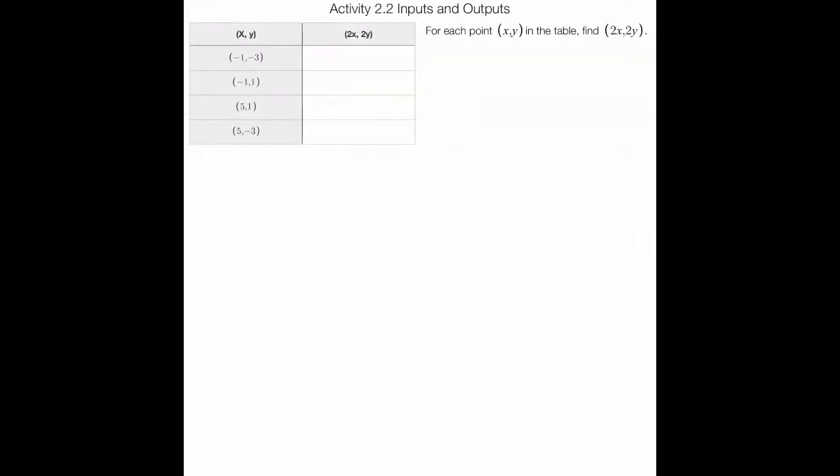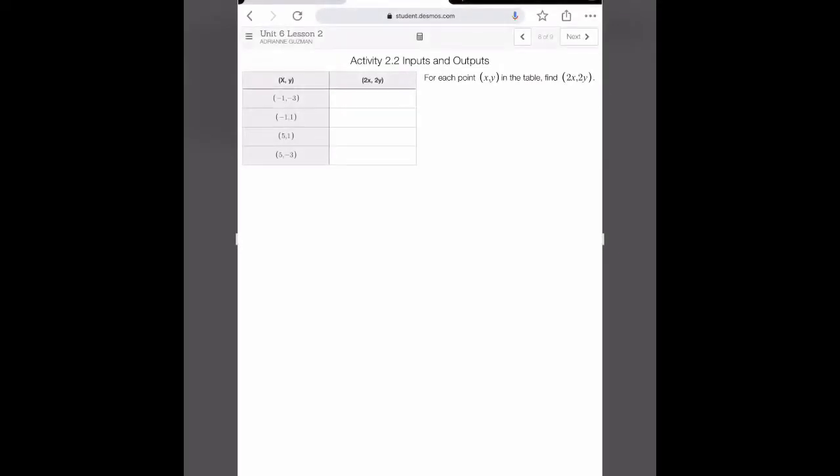Now the third part of activity 2.2 is called inputs and outputs. I'm going to take a screenshot of this so I can write on here. Now your job here is to complete this table. It tells you here what you need to do in order for you to complete this table. And that's here. It's saying 2x, 2y.